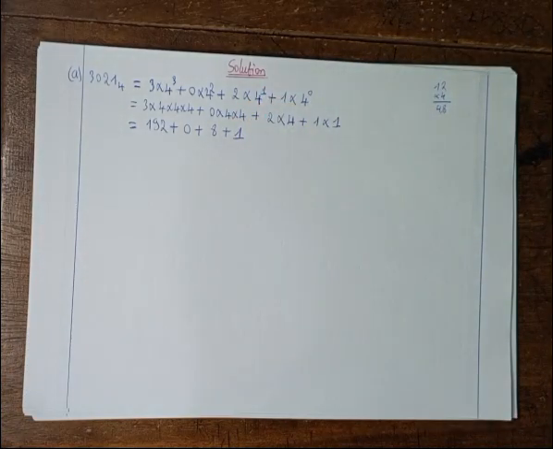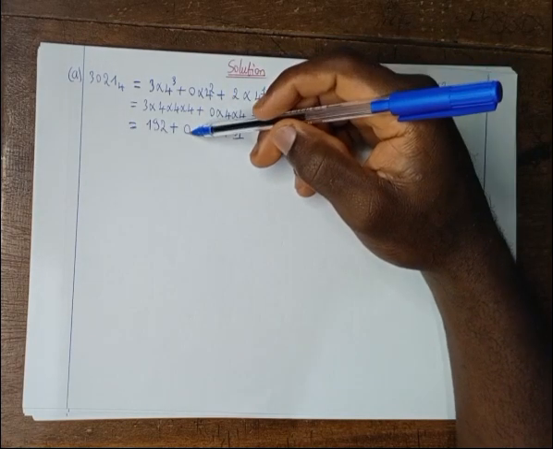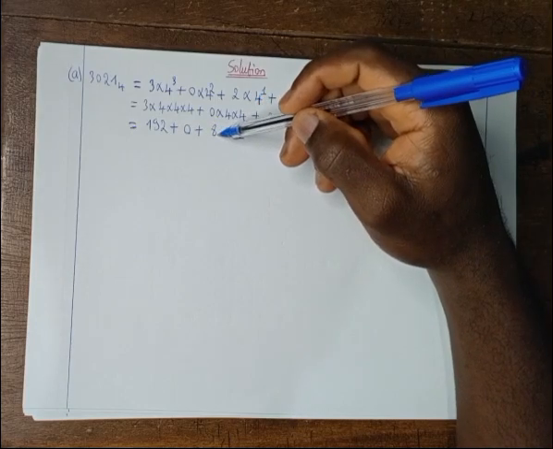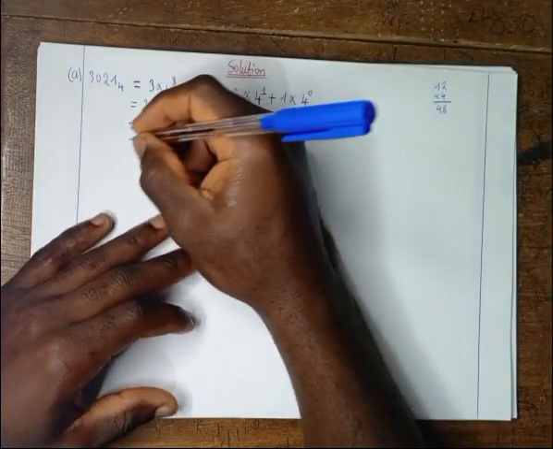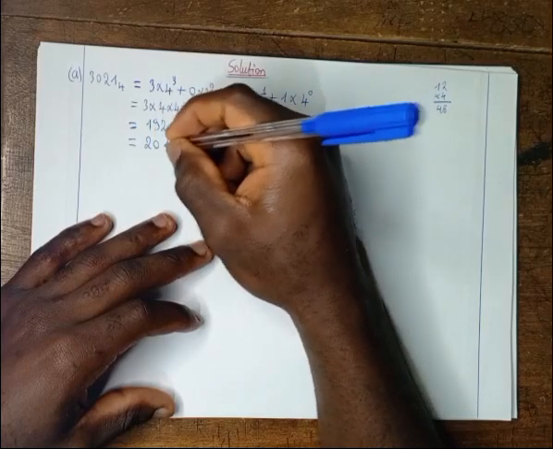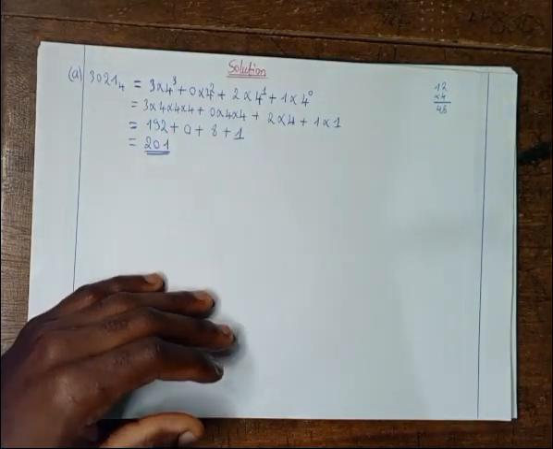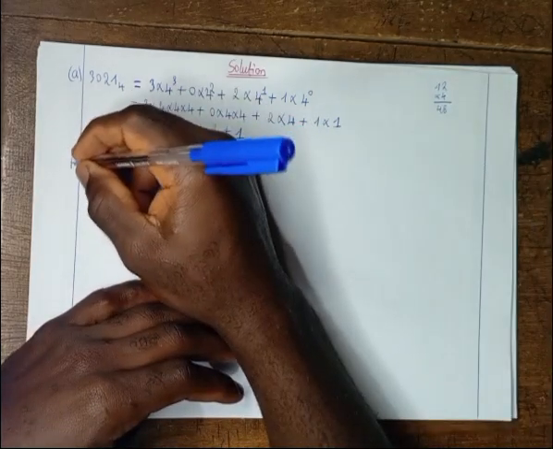The next step now, we have to add these numbers. 192 plus 0 remains 192. 192 plus 8 gives us 200, plus 1. We're going to obtain 201 in base 10. We go now to B.